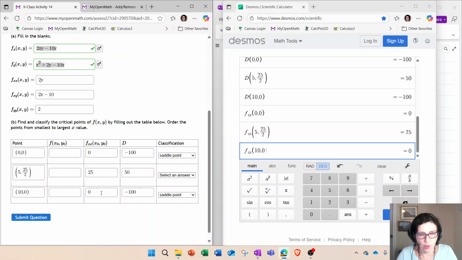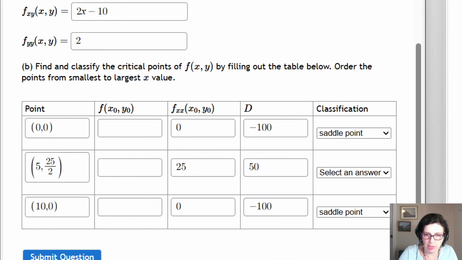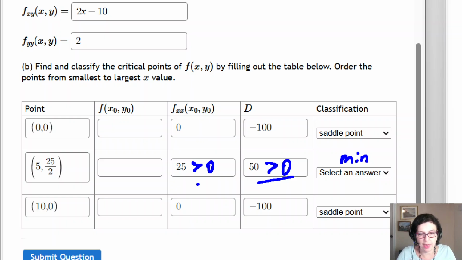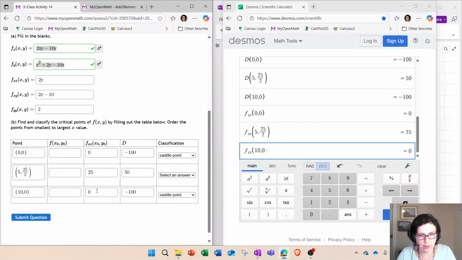All right. So to classify this other point, we're looking at D, and D is positive. And fxx is also positive, which means this is going to be a minimum. It's kind of bad that I haven't had a chance to look at the example when it's a maximum. A maximum is when D is positive but fxx is negative. If that happened, that would have been the maximum, but in this case, it's not. So this is going to be a minimum.